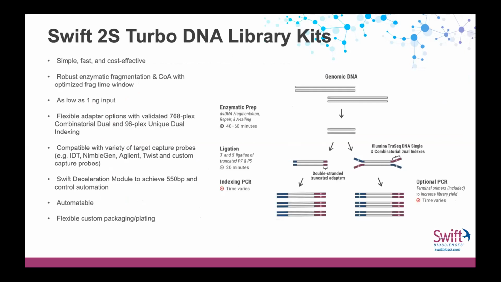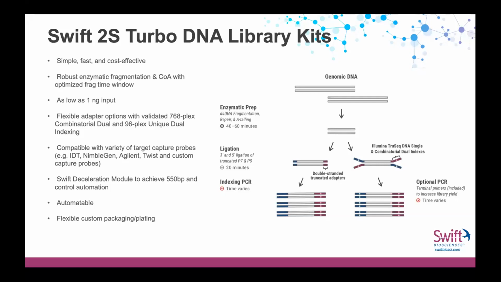And so I just wanted to spend 1 minute here talking about our most popular NGS library product, which is the Swift 2S Turbo. Just to put these workflows together, you would first start with your DNA. The Swift 2S Turbo product is an enzymatic fragmentation, repair, and A-tailing step all in one, followed by a ligation step where you can ligate either truncated adapters from Swift or your own.